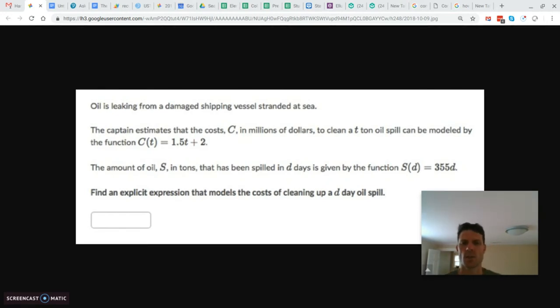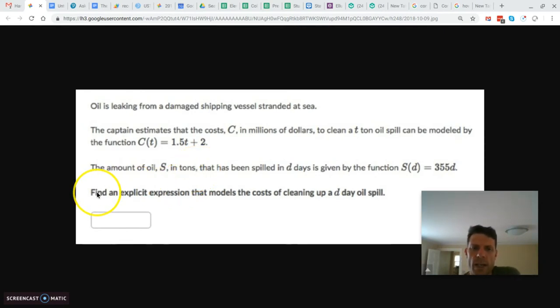The captain has a function that estimates the cost to clean up, given that T tons of oil are spilled. Okay, and that's this function right here. He also has a function S, which gives you the number of tons of oil that have been spilled after D days.